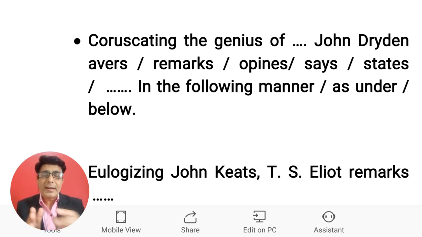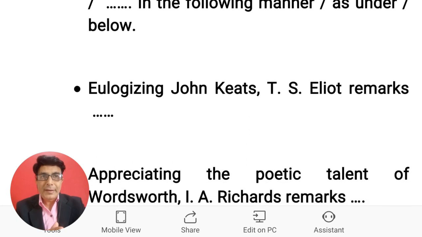And not only that, in most of the times people say that Coleridge writes in this manner. Now writes, okay, instead of writes you can say avers, you can say remarks, you can say opines, you can say states. Okay, so in different answers you can use these different vocabulary, right?